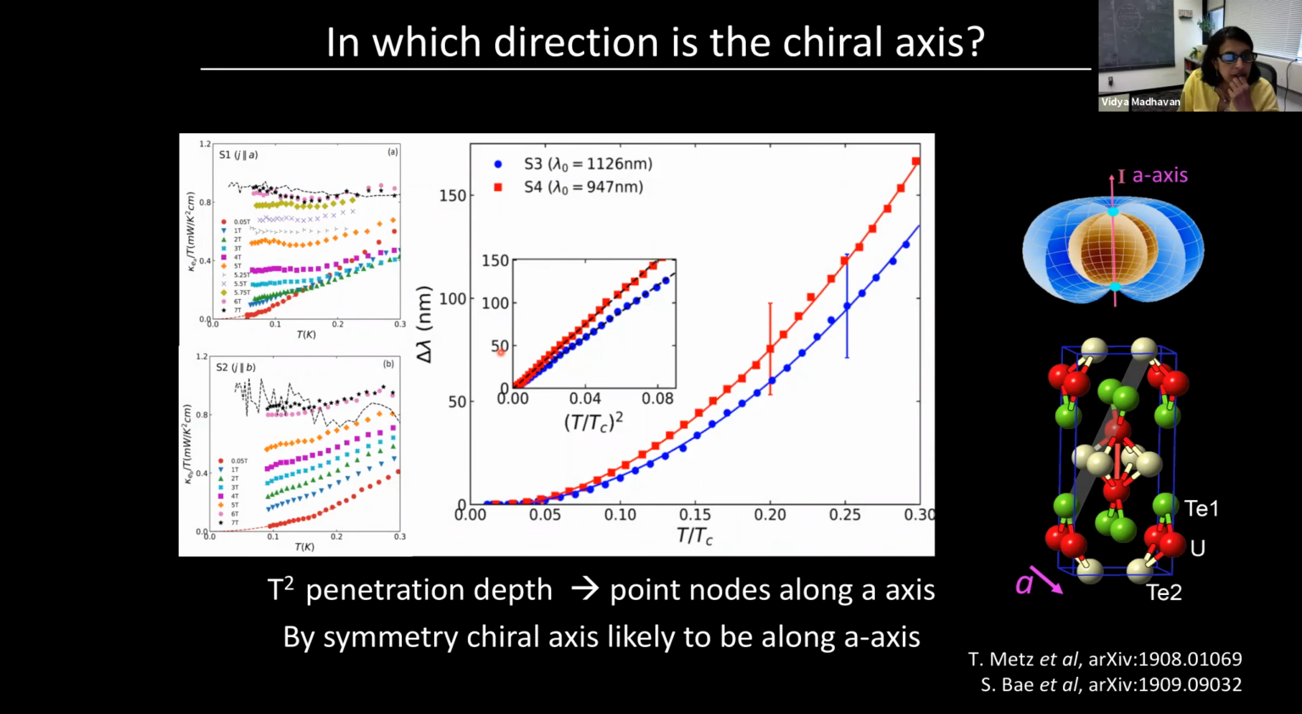So the first question is, if you have a chiral superconductor, then in which direction is the chiral axis? Fortunately, we already know quite a bit about this material. We know from the penetration depth measurements that this system likely has point nodes along the A-axis. In fact, I think even specific heat measurements indicated that the system has point nodes. And by symmetry, it suggests that the chiral axis is along the A-axis. The A-axis for us is in the direction of the tellurium chains that I was showing you earlier.